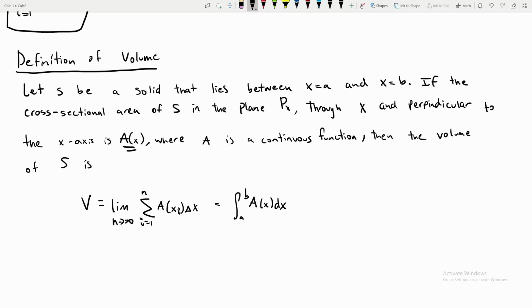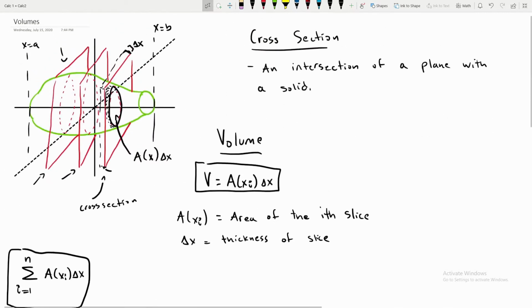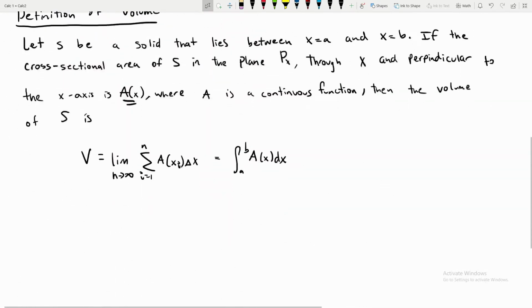So it's an arbitrary area of this shape right here. Whatever this cross-sectional shape will be, in this case circles or ovals, whatever the shape of that cross-sectional area will be, we'll call it A of x, and then A obviously must be a continuous function.